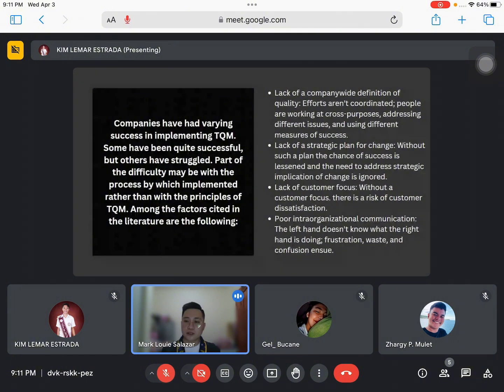People are working at cross purposes, addressing different issues and using different measures of success. So an example for this is a software development company. So if wala jay unity sa inyong team or sa inyong gitrabahuan, so dili jud maayo ang outcome o ang result ani, so maka-affect ni sa reputation sa company.